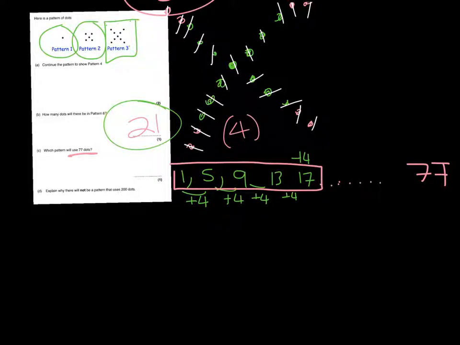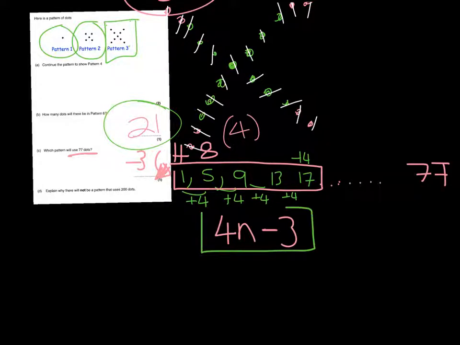It goes up in 4s, so it's like the 4 times table, which we call 4n. And it isn't the 4 times table because we know the 4 times table starts at 4 and then goes to 8 and so on. So the difference between the 4 times table and our actual sequence is our sequence is behind it, which means we're taking it off, and it's behind by 3. So this is what we call the nth term for a sequence, and that's for our dots, as you can see above. So if we want to work out which pattern uses 77 dots, this is where the complex bit comes in. We need to know when does this sequence equal 77 dots.